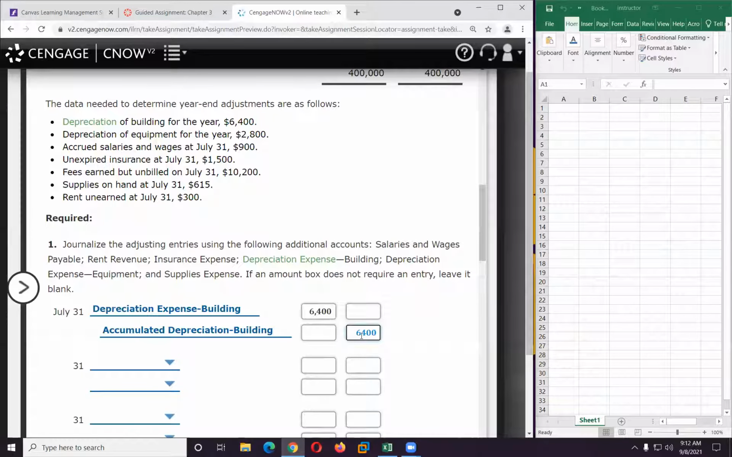So there's our first adjusting entry. We're recognizing the using up of $6,400 worth of that building asset. And so we're going to debit the depreciation expense and credit the accumulated depreciation.